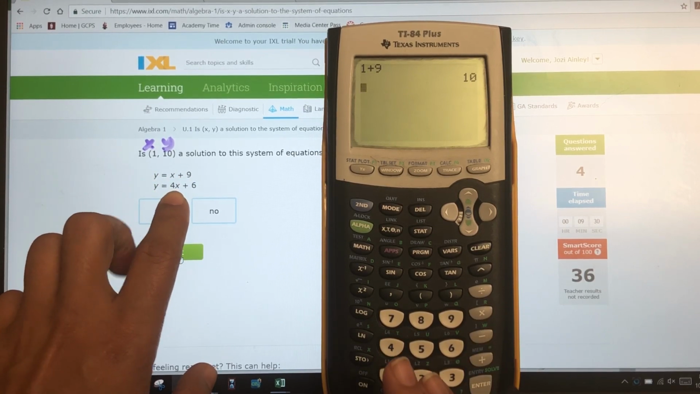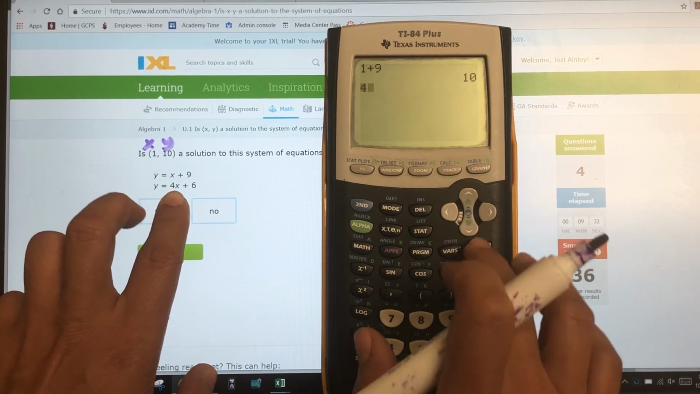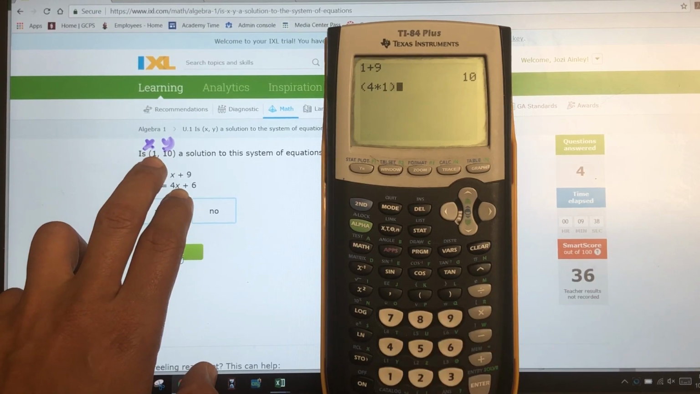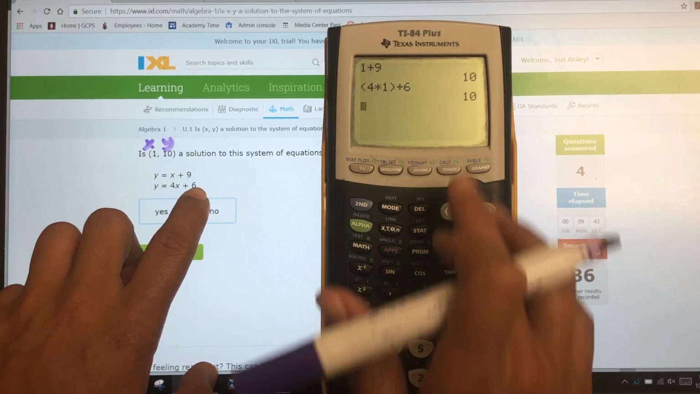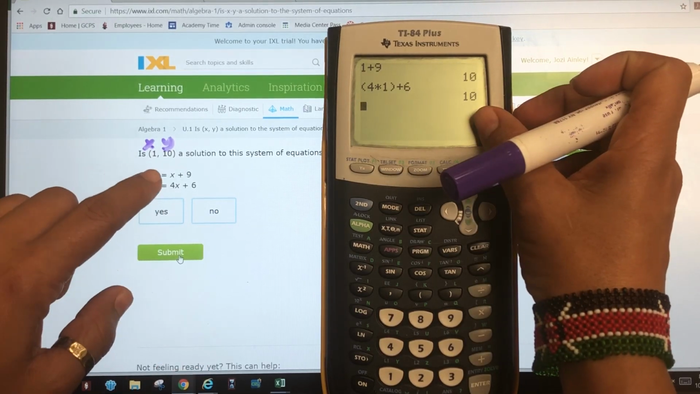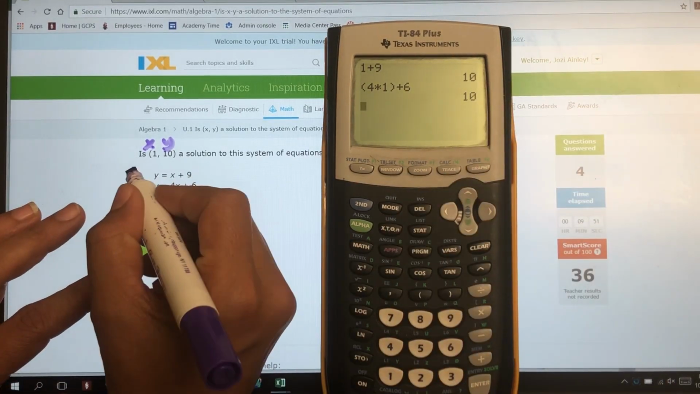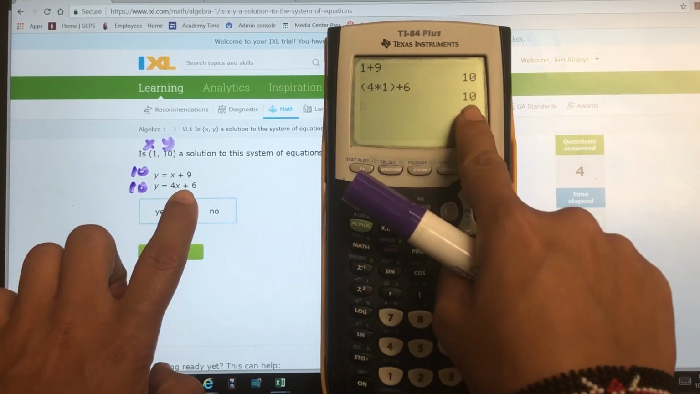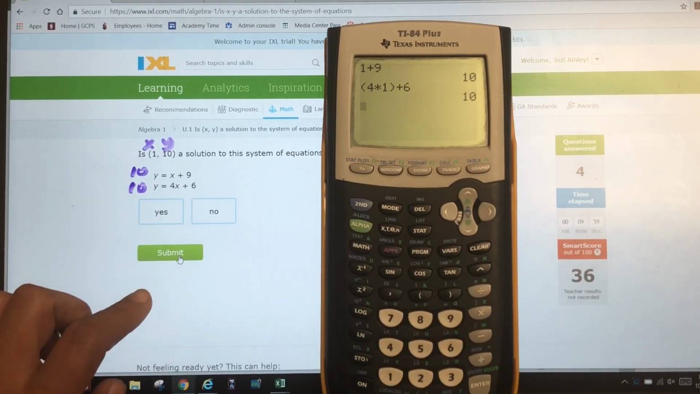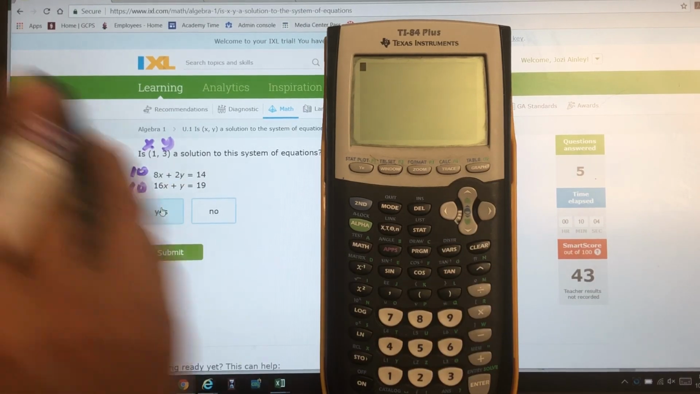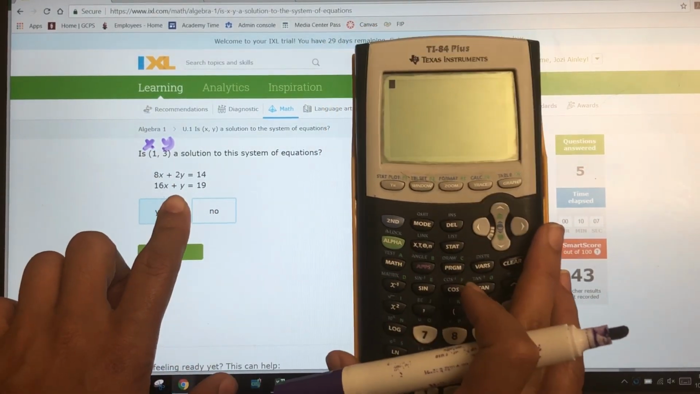On the second equation, I have 4. Now again, because these things are together, put parentheses. So I have 4 times, and then X, which is 1, close parentheses, because I'm done with the things that are together, plus 6. And that gives me 10, and Y is supposed to be what? 10. So in both situations, Y is equal to 10, so both of them are matching. So yes, this is a solution. This is how you do it without really writing it down, but I do want to show you both ways so I can get used to not having a calculator.